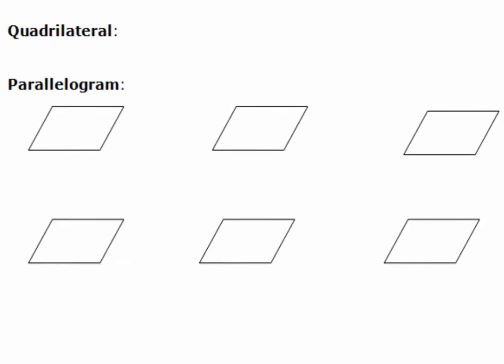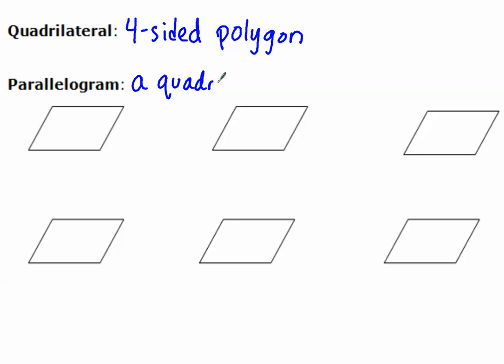Let's recall, first of all, what is a quadrilateral? A quadrilateral is a four-sided polygon. A polygon with four sides. A parallelogram is a type of quadrilateral. It is a quadrilateral that has the following 6 characteristics.